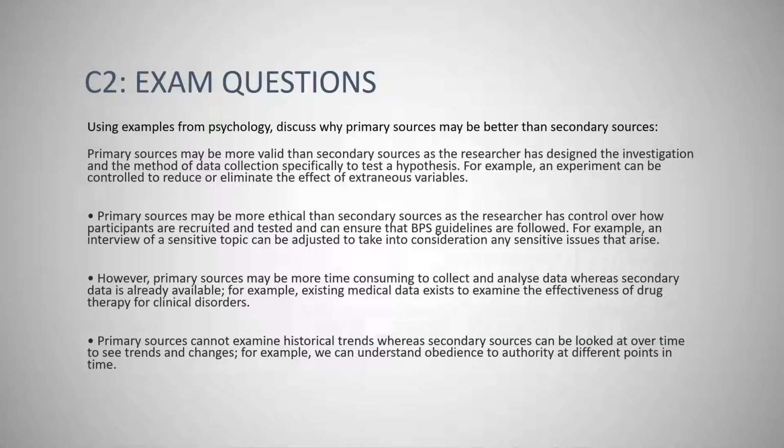Primary sources may be more valid than secondary sources, as the researcher has designed the investigation and the method of data collection specifically to test the hypotheses. For example, an experiment can be controlled to reduce or eliminate the effect of extraneous variables. Primary sources may be more ethical than secondary sources, as the researcher has control over how participants are recruited and tested, and can ensure that BPS, so British Psychological Society, guidelines are followed. For example, an interview on a sensitive topic can be adjusted to take into consideration any sensitive issues that arise.